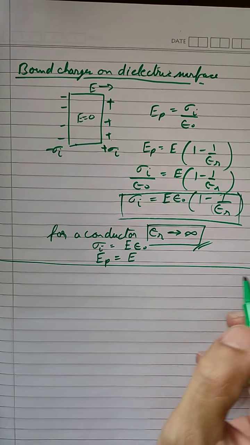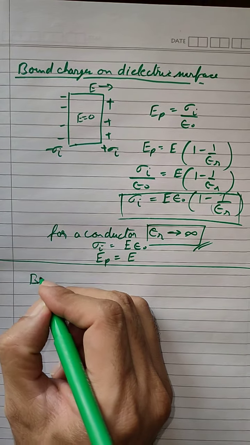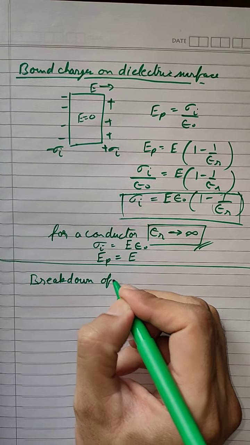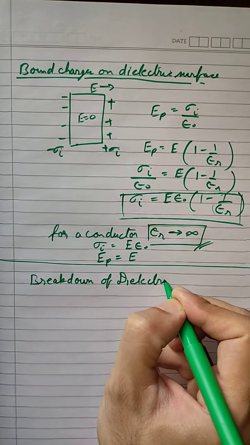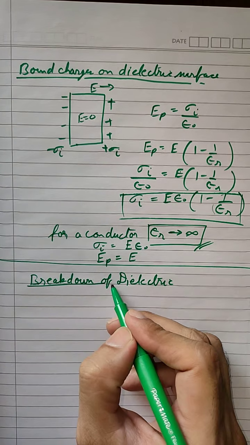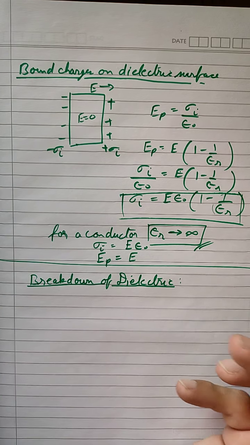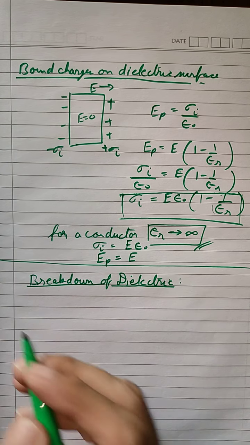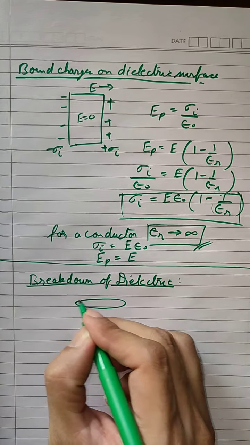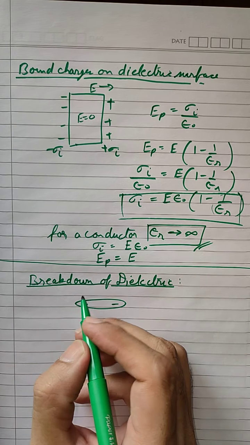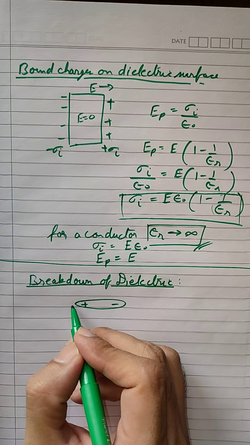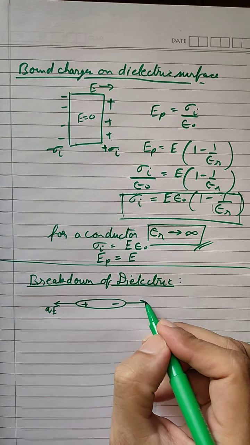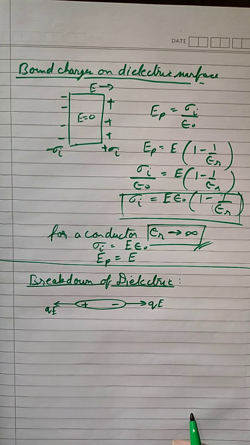Now the next topic that we are going to study is the breakdown of a dielectric. We have already studied that when a dielectric is put in an external electric field, the plus and minus domains, the positive and negative domains, experience torque and force in opposite directions. So each domain will experience a torque. The positive charge will experience a force in this direction, and the negative will experience a force in this direction.